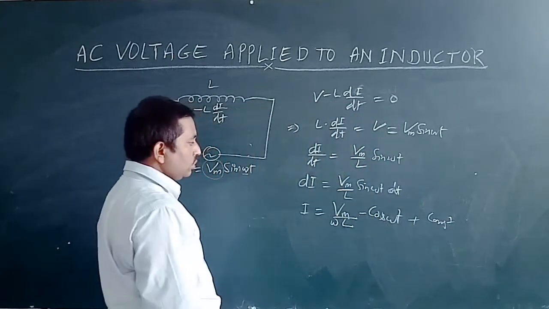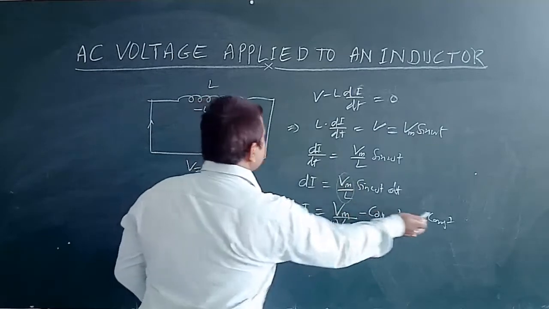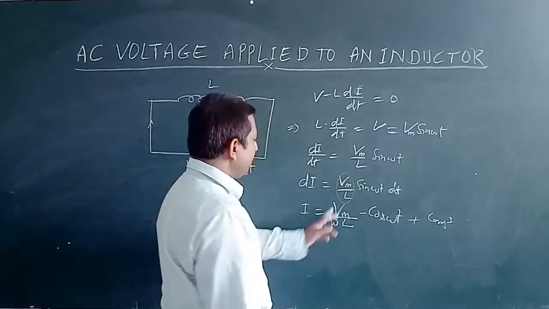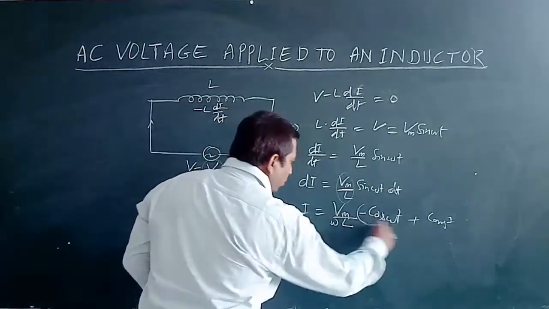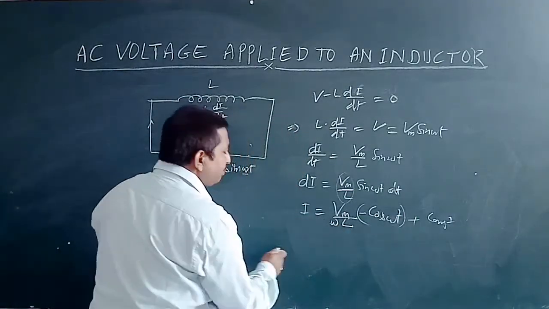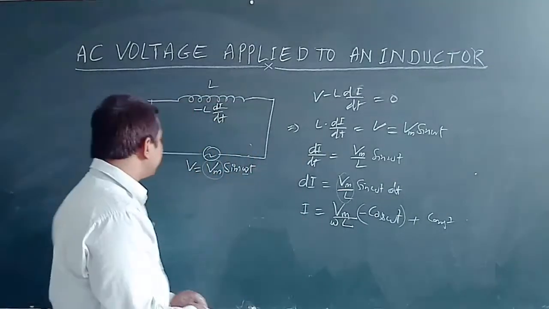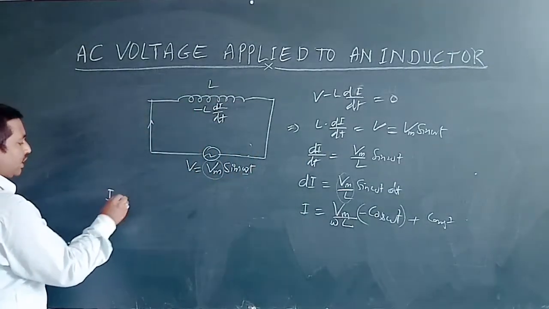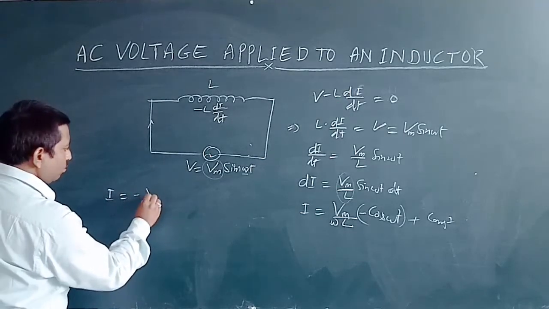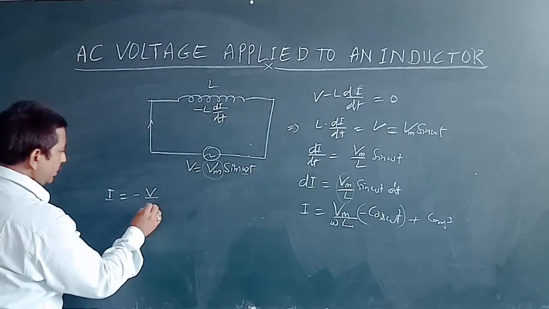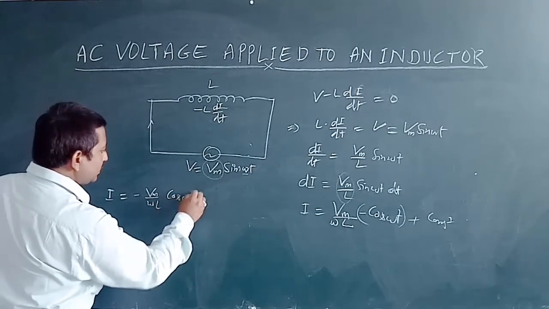As we know, Vm by L is constant, so multiplying it with the integration constant also gives a constant. So if we only take the time varying component of the current, then it will be equal to minus Vm by omega L cos omega t.